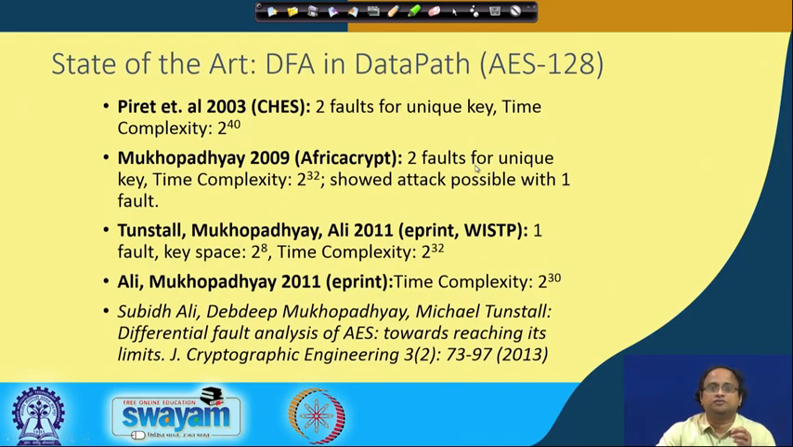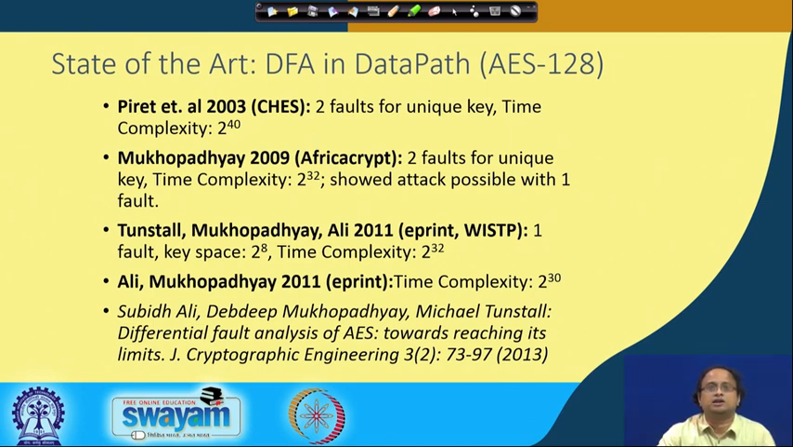So, here is a brief history about how DFA on AES 128 evolved. For example, there was a paper in 2003 in CHES by Piret and their collaborators to do a fault attack with 2 faults for AES with a time complexity of around 2 power of 40. Later on, there was a work which we did in Africacrypt, trying to do fault attacks for a unique key with a time complexity of 2 power of 32.